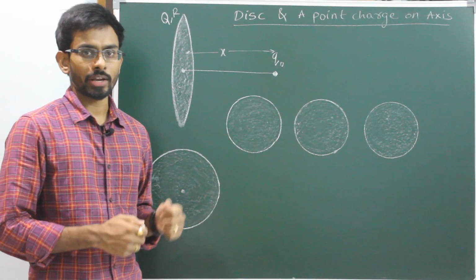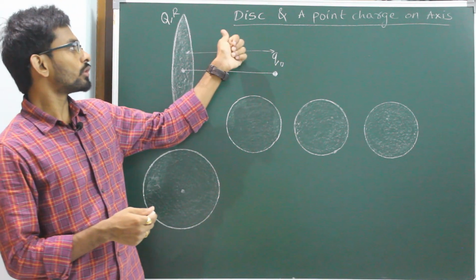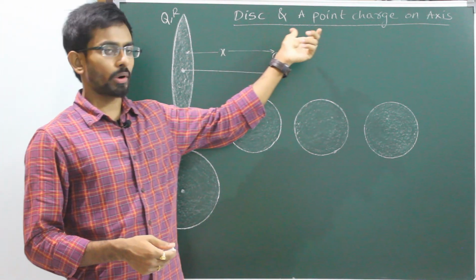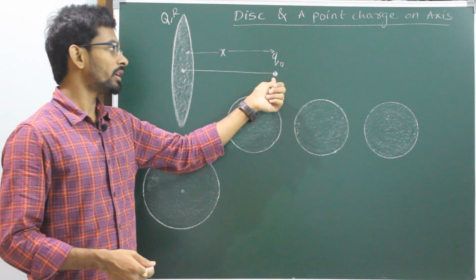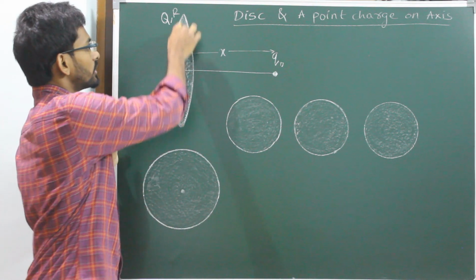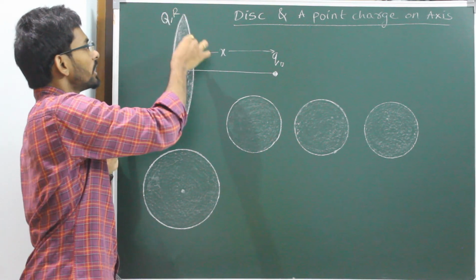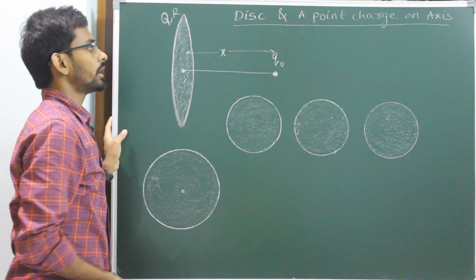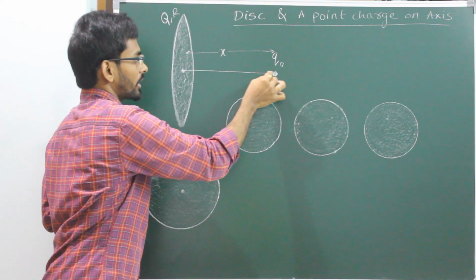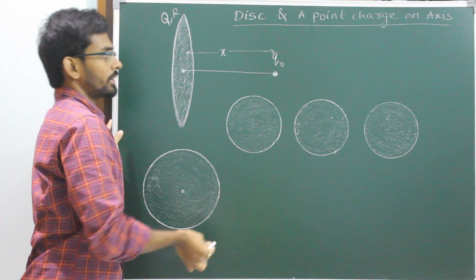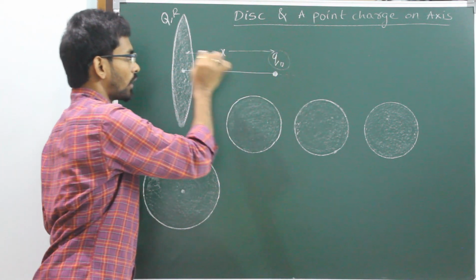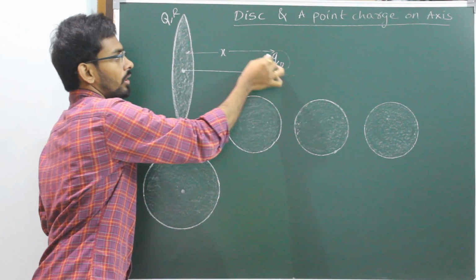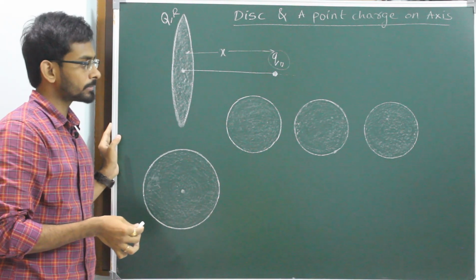Now let us take one more example, that is the force between a disk and a point charge on the axis of the disk. Let us say the disk is of uniform charge density, the charge on it is q and the radius is r. Now a point charge is located on the axis of it, and its charge is q naught. Now you have to calculate the force of interaction between these two charges.